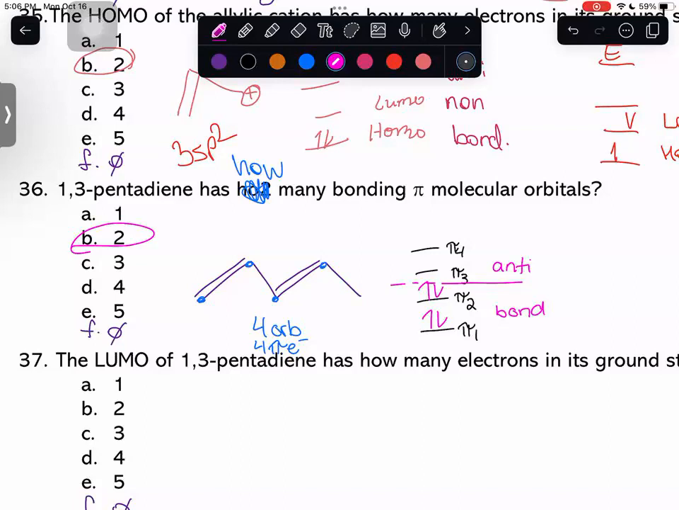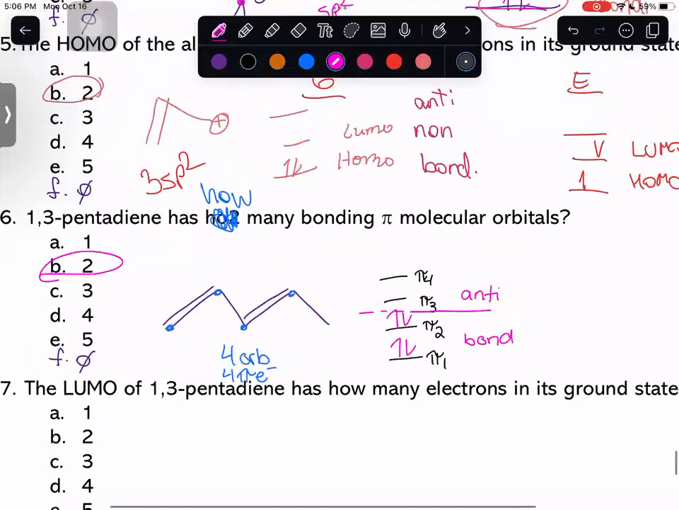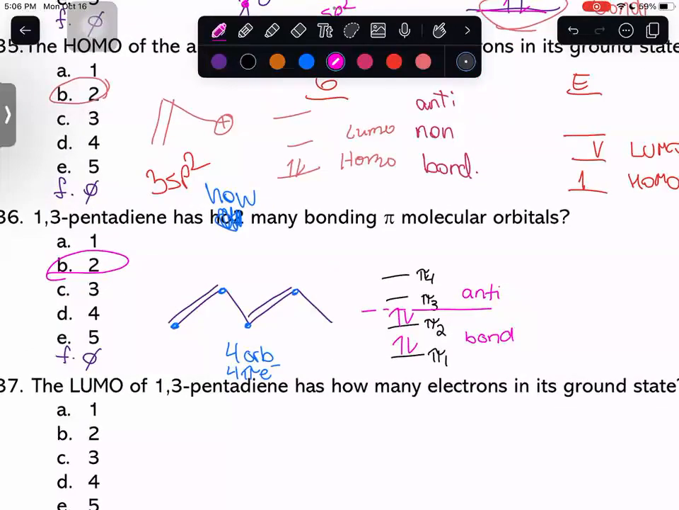For 36, did we all get B? Yes? Did anyone get 4? Yes. Okay. So again, I'm gonna say it again, but please read each question carefully. In this case, they're asking for the orbitals, not electrons. So we only have 2 bonding orbitals, so that's why the answer is gonna be 2. If we were asked for the electrons, then it would be 4.